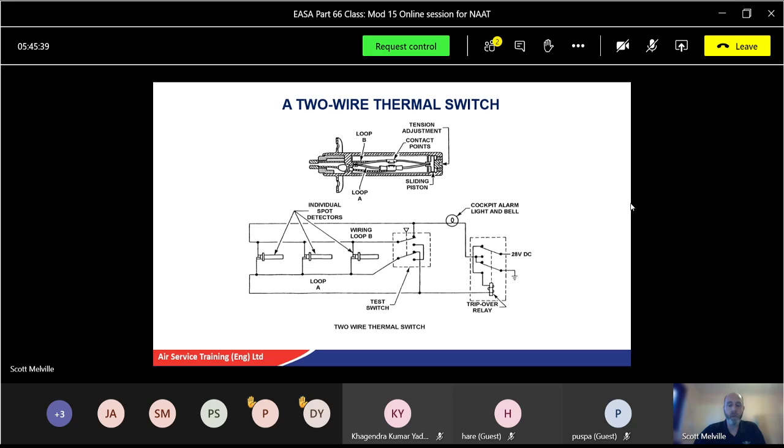Pressing the test button will reveal a condition, because for current to flow and the light to illuminate, the entire loop has to be secure. With an open circuit in this loop, the light will not show, because the current won't flow back.